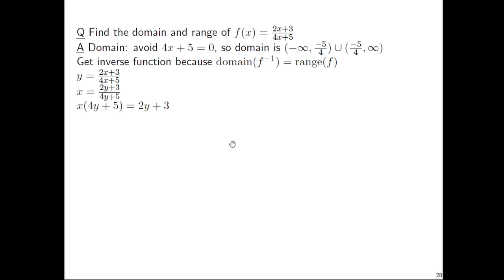Standard thing you do when you have an equation with fractions: multiply both sides by the LCD. In this case, that LCD was just the one denominator there was. So multiply both sides by 4y plus 5. Distribute the x on the left side.